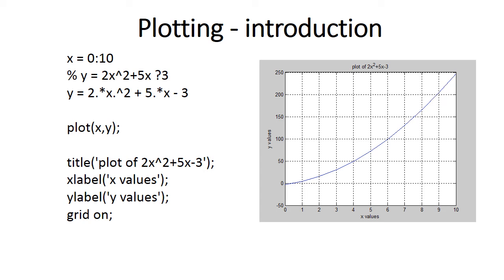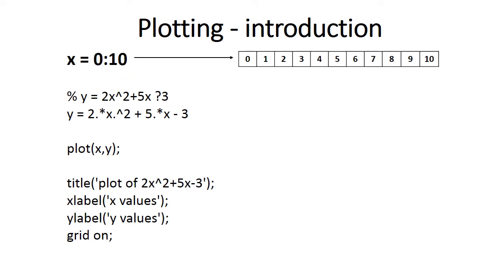In this video I will be going through the basics of plotting two vectors or two arrays, and I'll be going through each step of this code on the left hand side. So the first thing we do is we create a vector called x that contains 11 elements, and they are the numbers from 0 to 10.